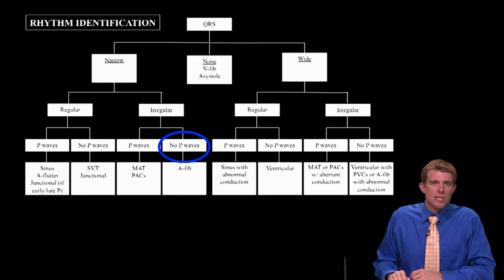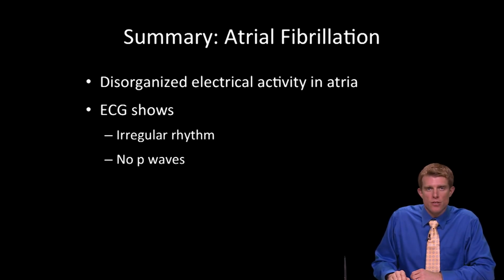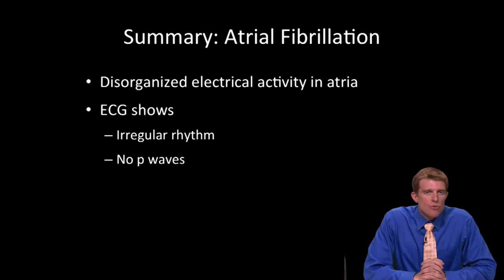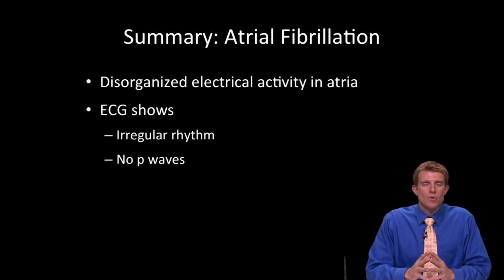And what's the most likely rhythm then? It's by far and away atrial fibrillation. So in summary, atrial fibrillation is disorganized electrical activity in the atria, and the ECG shows an irregular rhythm with no P waves.